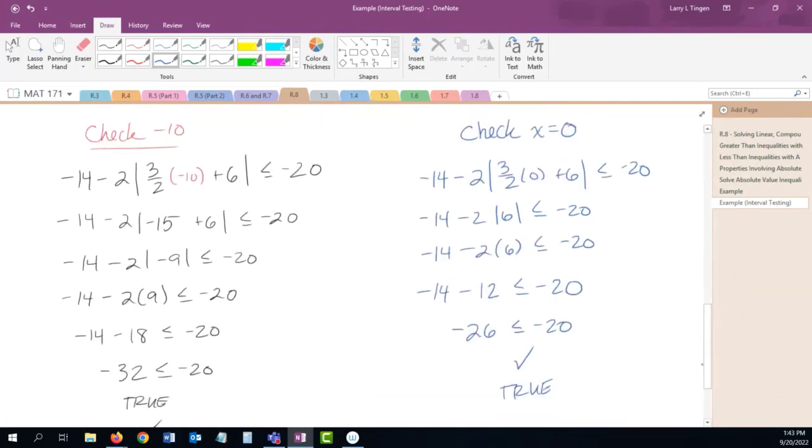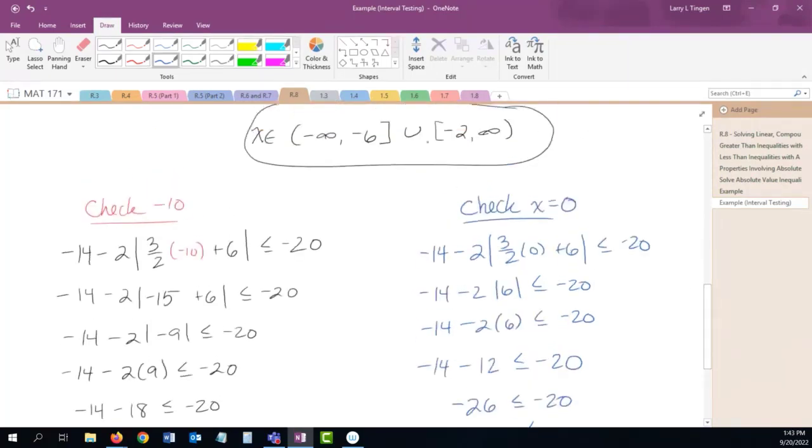All right. So both of those do work. Both of those check. That's exactly what we expect. Now let's find one that doesn't. So numbers between negative 6 and negative 2.